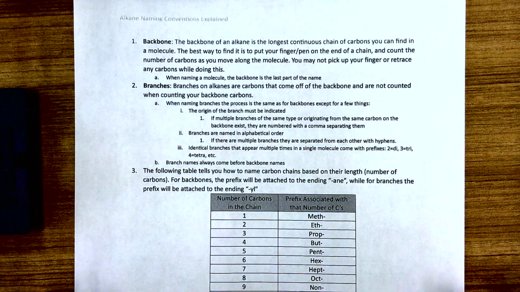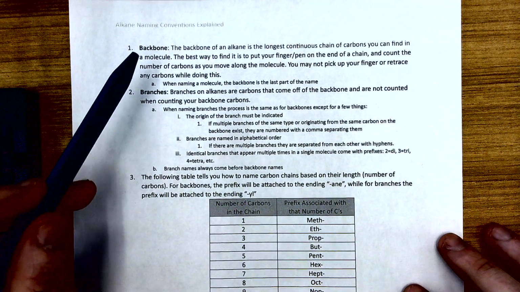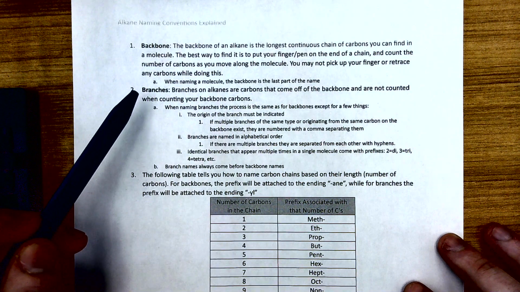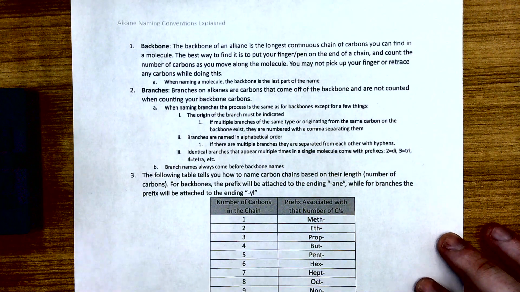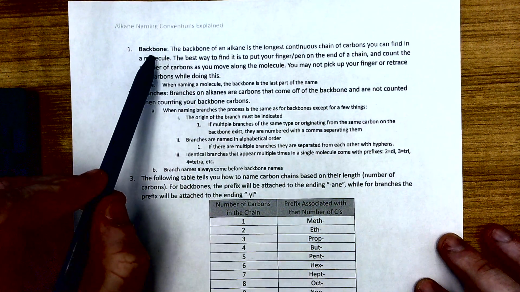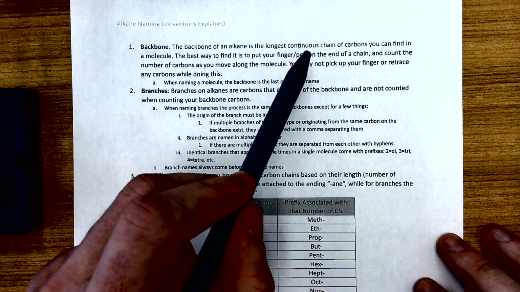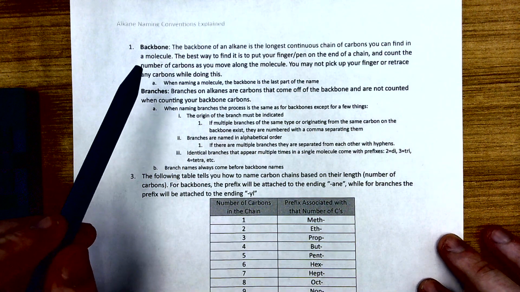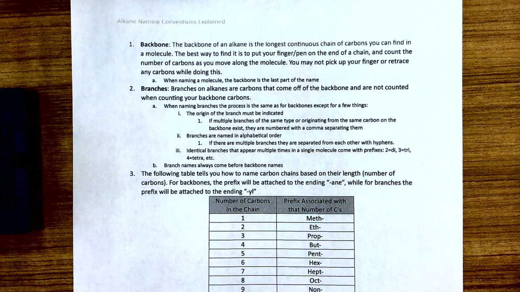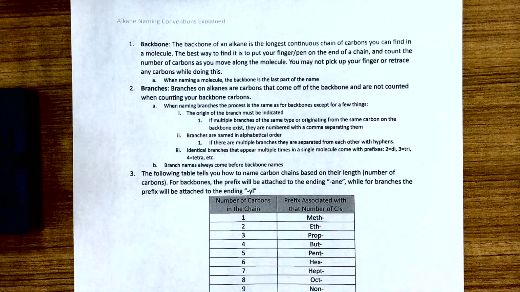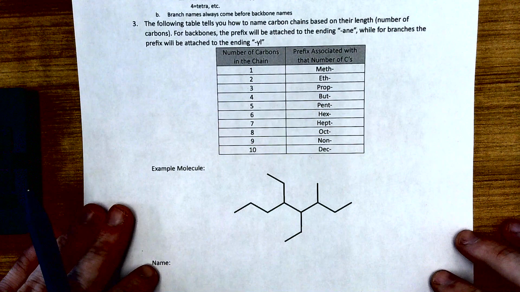For hydrocarbons, and we're talking only about straight and branched chains today, there are two parts, the backbone and the branches. And they have very similar rules, but a little bit different. The backbone is the longest continuous chain of carbons you can find in the molecule. When you're looking for this, what I recommend that you do is just put your pen down onto a carbon at the ends of a chain, and then draw the longest line you can make without retracing or without picking up your pen. So let's just take a look here.